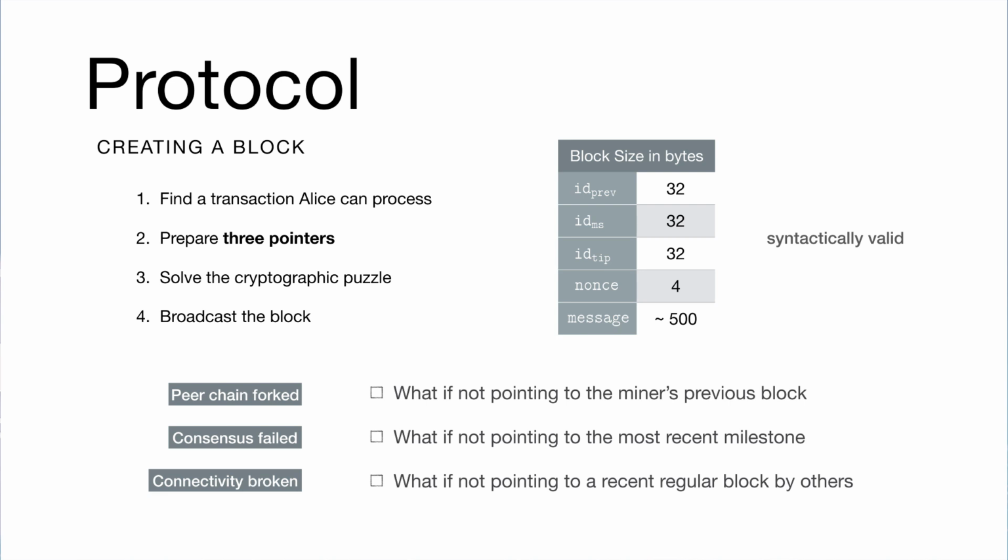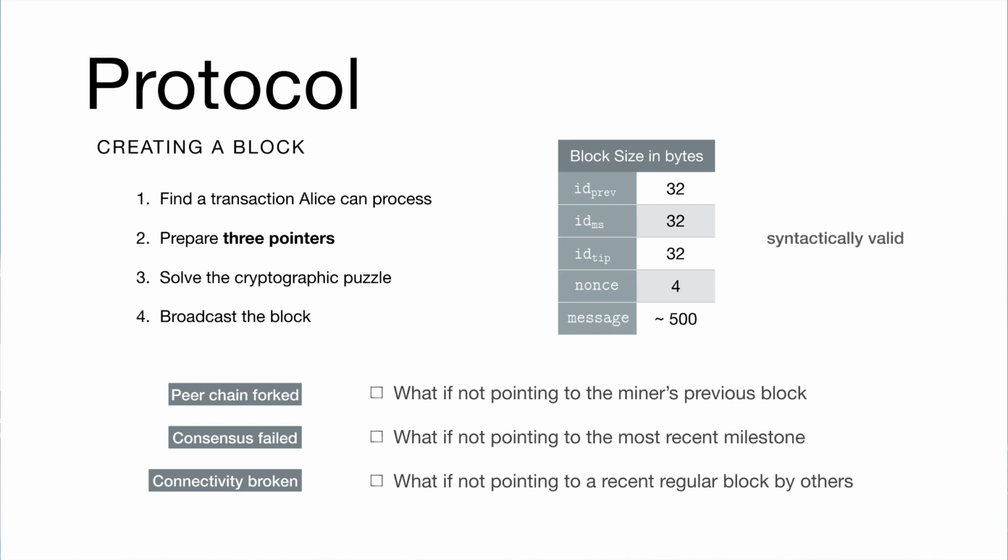We'll design a reward scheme to prevent any of the 3 to happen. The second one is that some miner can be lazy. Yes, the syntactic validity only requires me to point to a previous milestone in my second pointer, right? So why do I need to work so hard to point to the most recent one? I don't need to. I can point to just a milestone. It could be remote. It could be an ancient milestone. But this will cause consensus to fail.